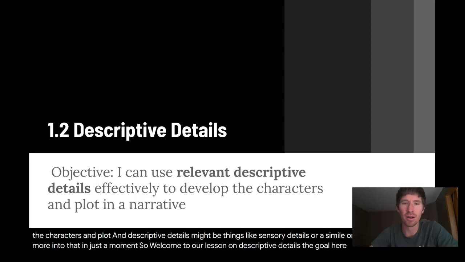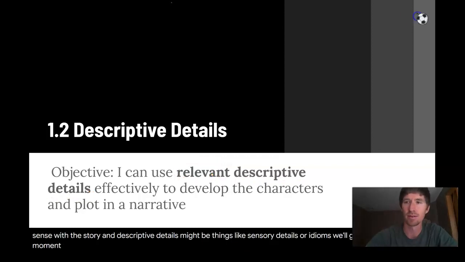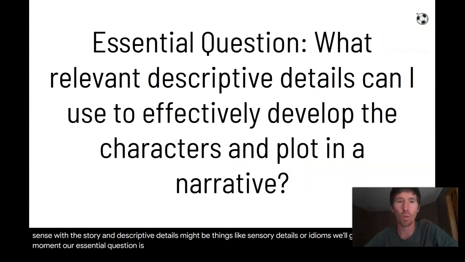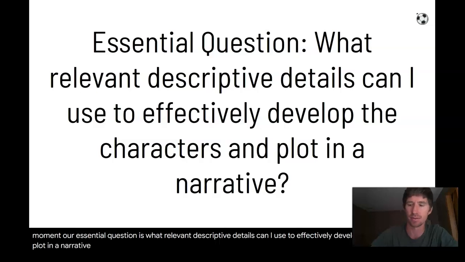The goal here is that we can use relevant descriptive details effectively to develop the characters and plot in a narrative. Relevant meaning it makes sense with the story, and descriptive details might be things like sensory details or idioms. We'll get into that in just a moment. Our essential question is, what relevant descriptive details can I use to effectively develop the characters and plot in a narrative?